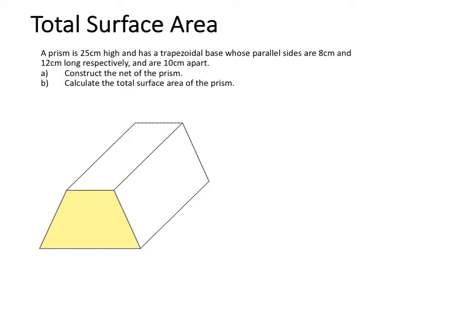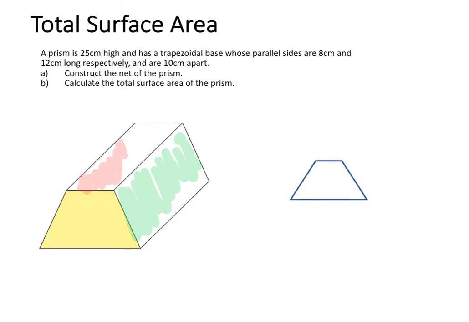Now when we start drawing the net of a prism, the best place to start is the base. And the base of our prism is a trapezoid. So we will draw a trapezium to start off our net. So now we've got our trapezium to start off our net. We can now look at the shapes that come off of each side of the trapezium. And for a trapezoidal prism, all these sides coming off of the trapezium base are going to be rectangles.